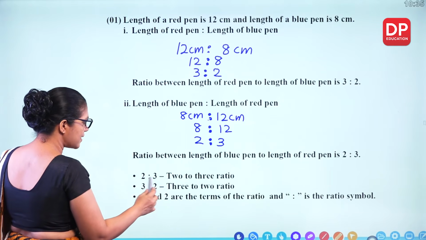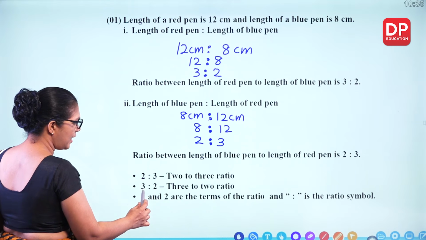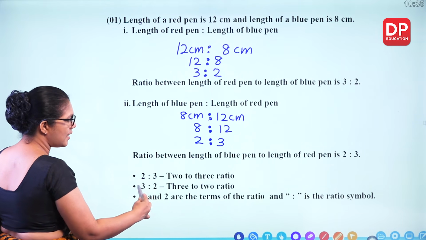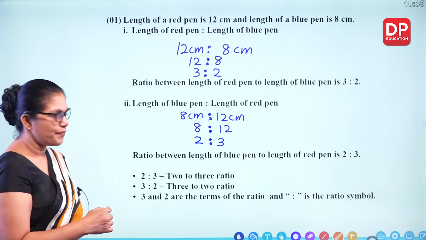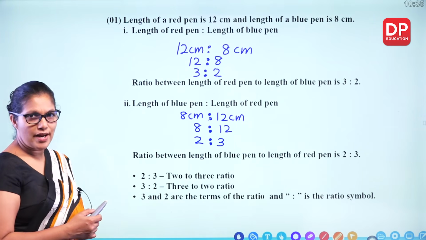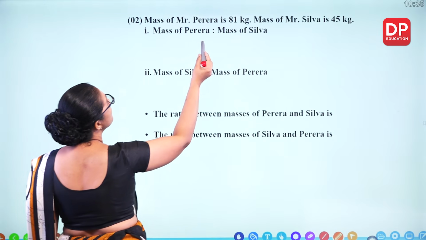So how do you read this? 2 to 3. 3 to 2. And 3 and 2 are the terms of the ratio. And the colon sign is used to represent the ratio. Mass of Mr. Pereira is 81 kilos. Mass of Mr. Silva is 45 kilos. What's the ratio between Mr. Pereira's mass and mass of Silva's?